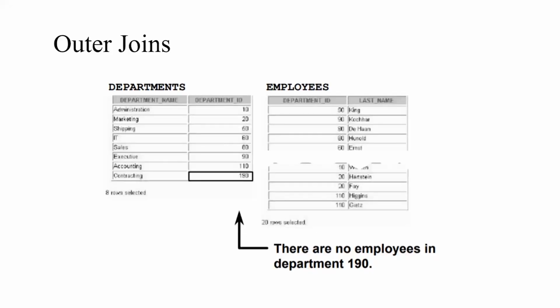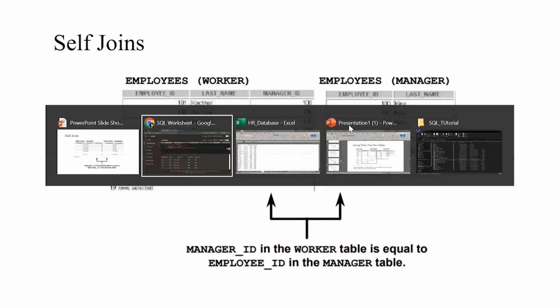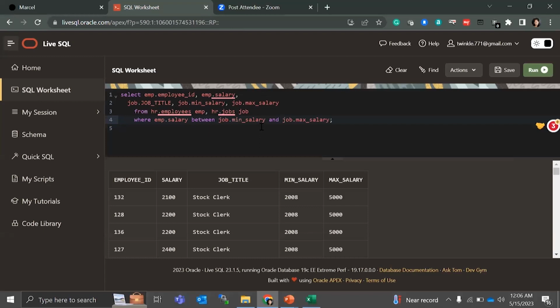Now outer joins, so there are different kinds of joins, right? So we learned equi join, non-equi join. Now outer joins, we have a left outer join and a right outer join. Earlier we used to write it in this manner. Let me just show it to you really quick.